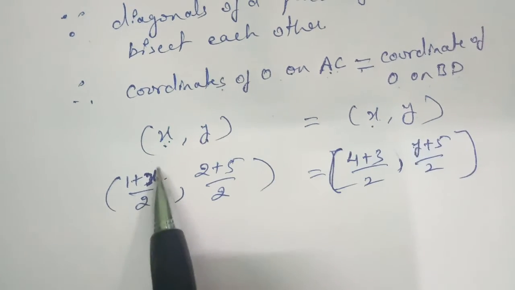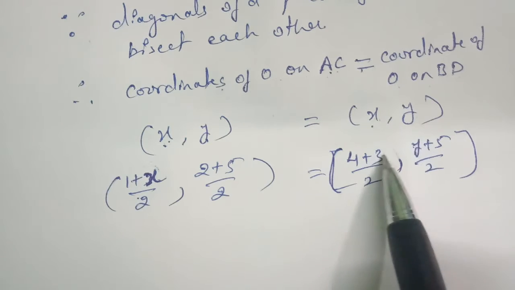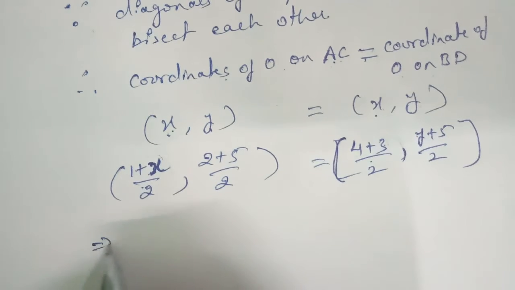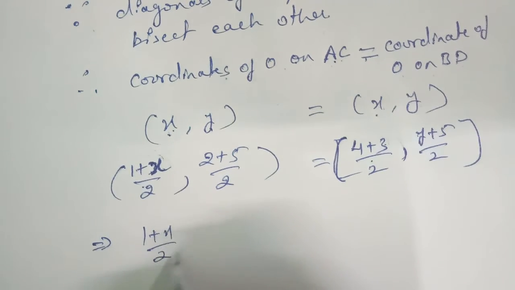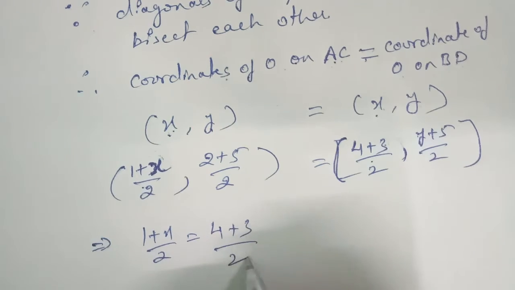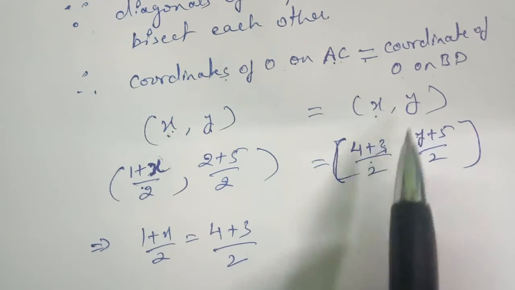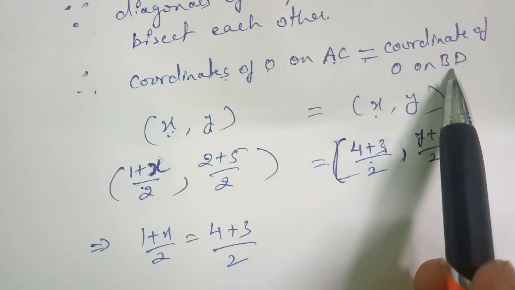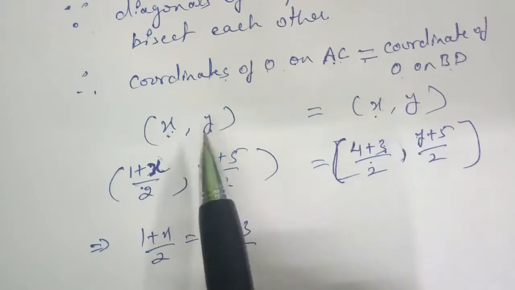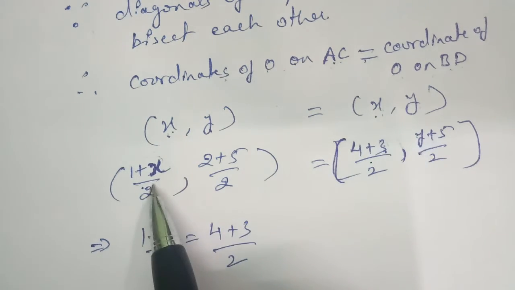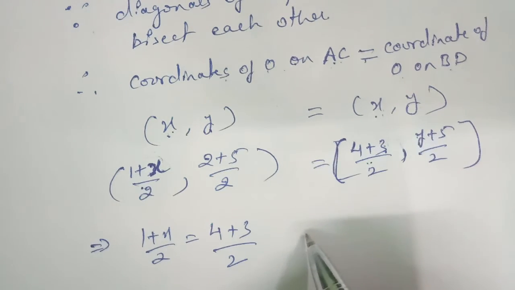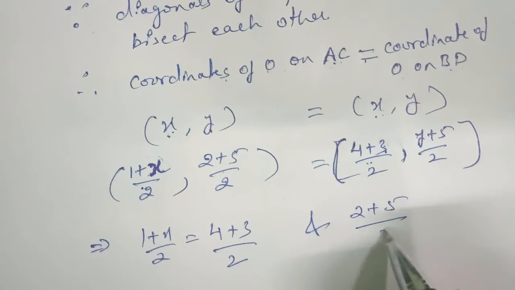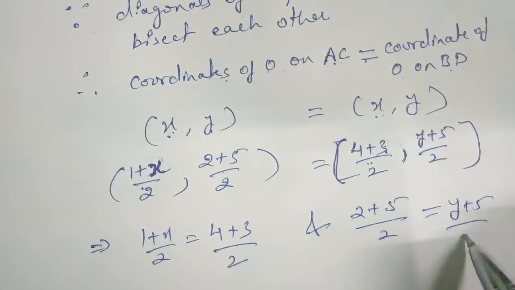Now, this is the value of x, and here also this is the value of x. So both of them will be equal to each other. This implies that (1 plus x) upon 2 is equal to (4 plus 3) upon 2. Why are we taking them equal? Because this is the same point. The lines are different, but the value of x on both lines will be the same. The same way, take the value of y also equal: (2 plus 5) upon 2 equals (y plus 5) upon 2.